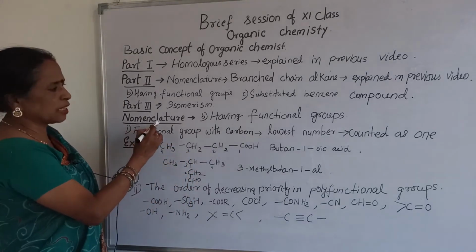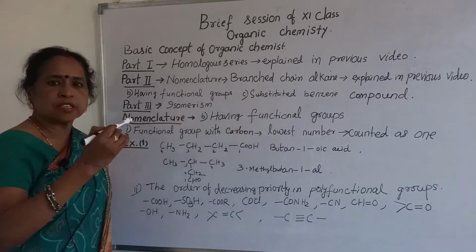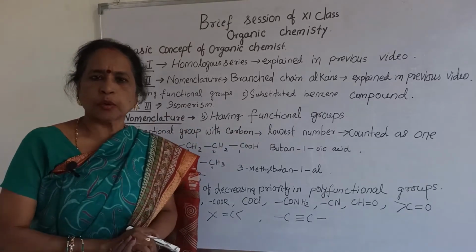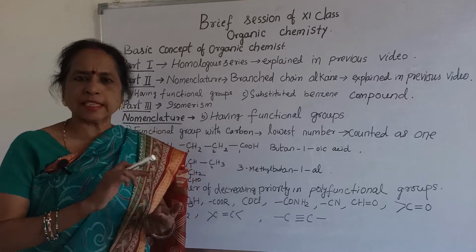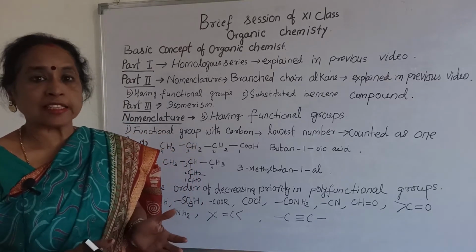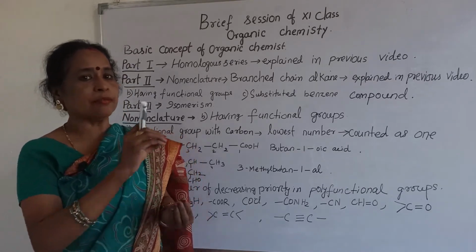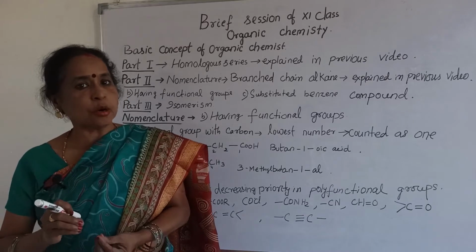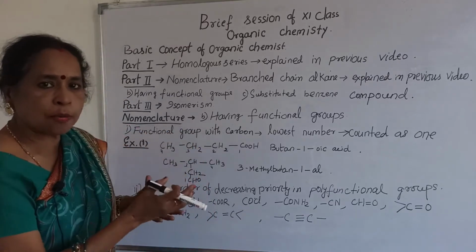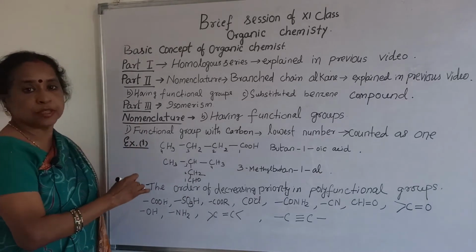Let us start nomenclature having functional group. What is a functional group? I already told you, a functional group is an atom or group of atoms which gives the characteristic of that compound. If OH, it gives the characteristic of alcohol. If it is CHO, it gives the characteristics of aldehyde, like this. So here we will see some rules.